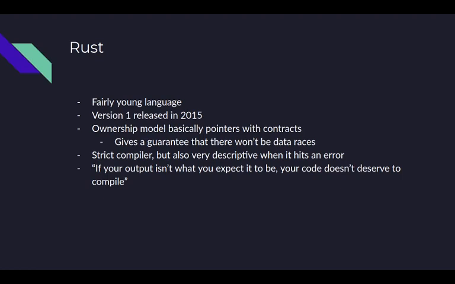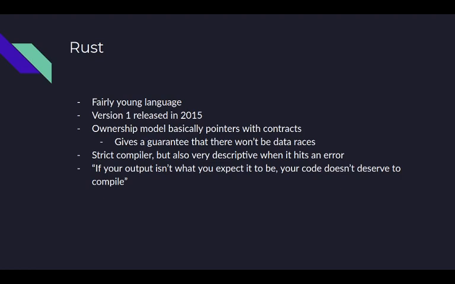You can sum this up as basically pointers with a lot of rules and contracts, and it's interesting because these rules and contracts give a ton of guarantees. One of the big ones is that Rust can't really have data races, because the way that ownership works is that it restricts what you can read and write to. Because of that, at any given time, you can't have more than one thing mutating something else.